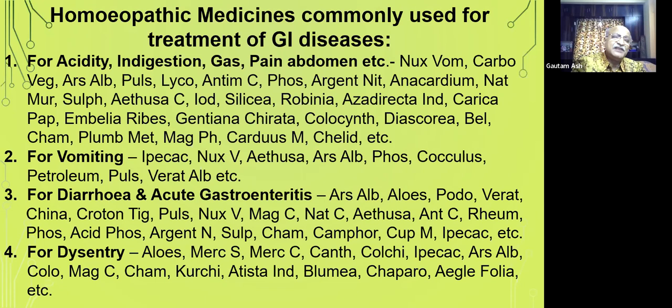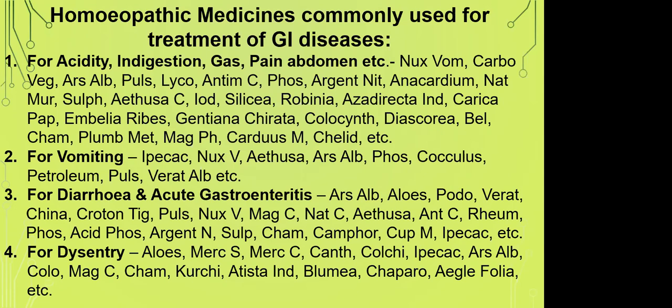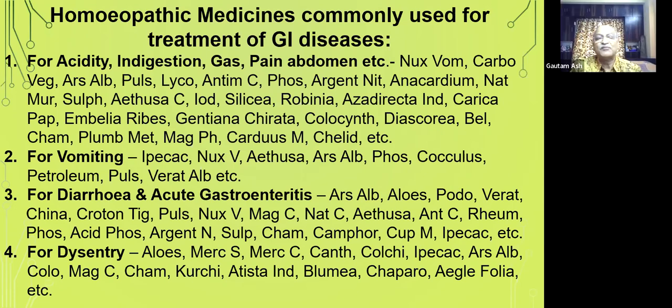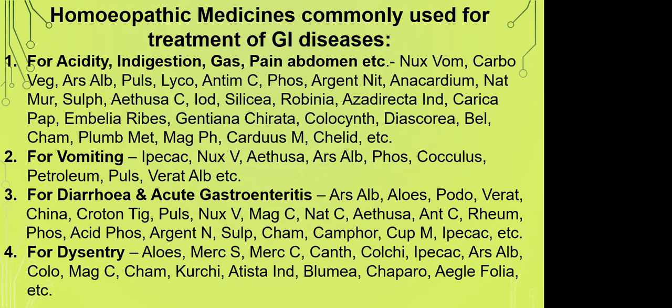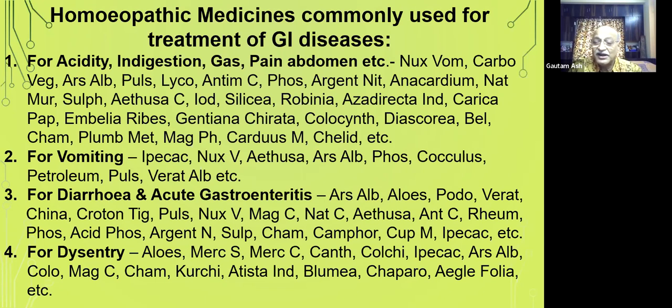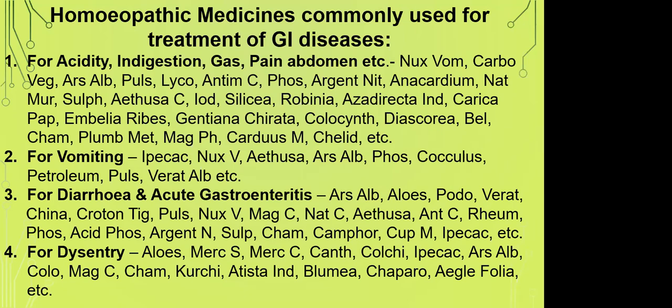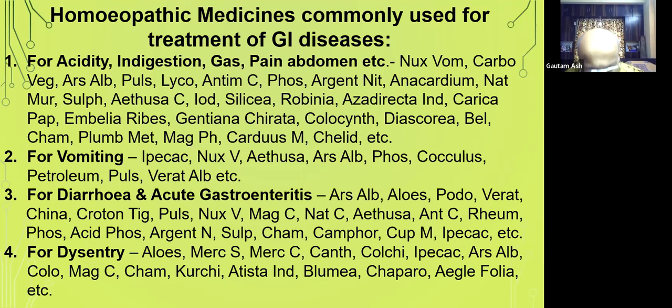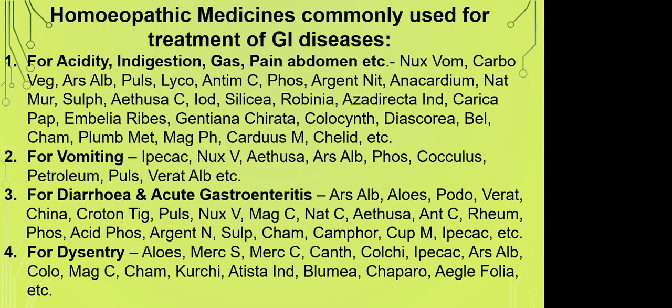For vomiting, Ipecacuanha, then Nux vomica, Thuja, Arsenic album, Phosphorus, Oculus indicus, Petroleum, Pulsatilla, Veratrum album are the medicines which are very frequently prescribed. Similarly, for diarrhea and acute gastroenteritis, Arsenic album is one of the most important drugs, followed by Aloe socotrina when patients are going frequently to the toilet and unable to resist the passage of the stool. Then Podophyllum, when since morning patients started going to the toilet and they are suffering from morning diarrhea.